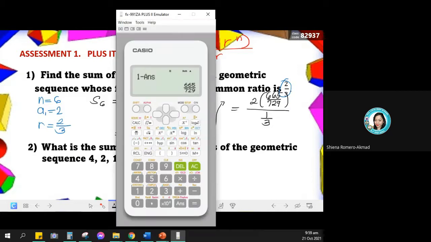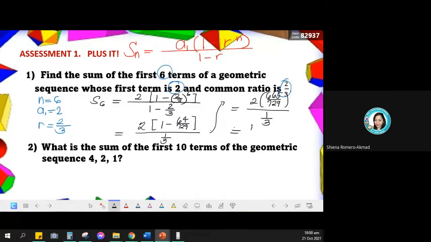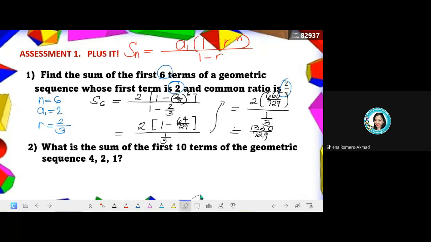What will our answer be when multiplied? Times 2. 1330. So we have 1330 over 729, divided by 1/3. Since we are dividing, all we have to do is copy the numerator, 1330 over 729, times the reciprocal of 1/3, which is 3 over 1.